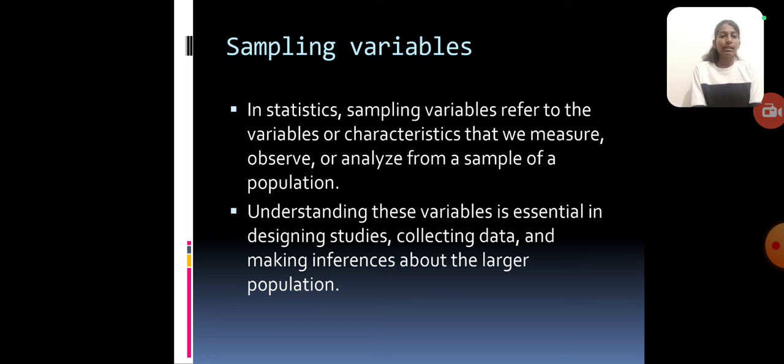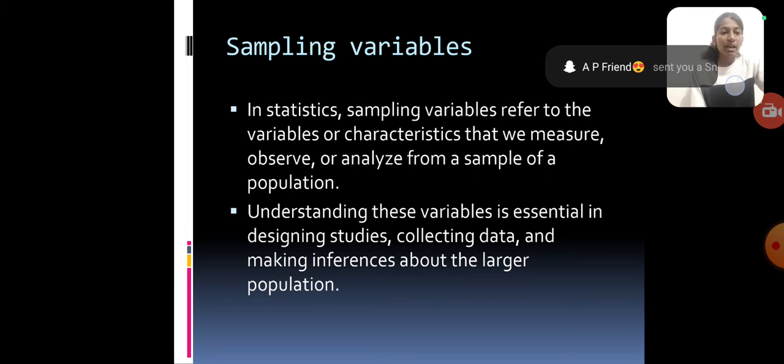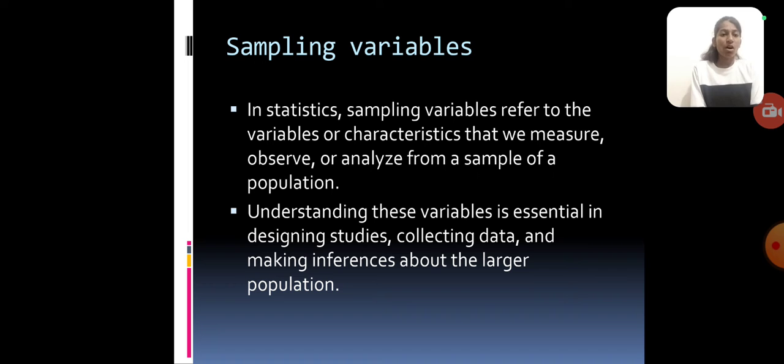What are sampling variables? In statistics, sampling variables refer to the variables or characteristics that we measure, observe or analyze from a sample of a population. As we already discussed what a sample and a population are, understanding these variables is essential in designing studies, collecting data and making inferences about the larger population.